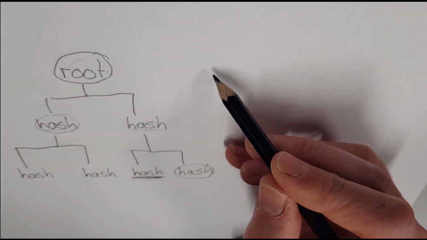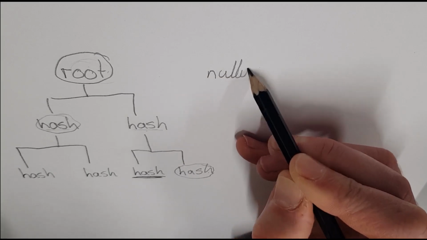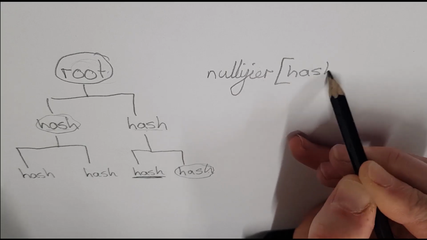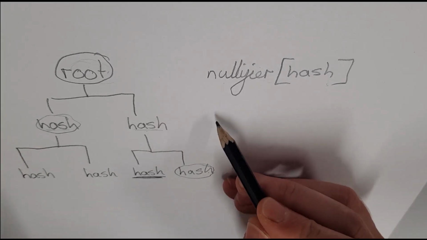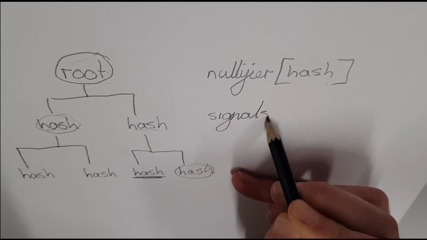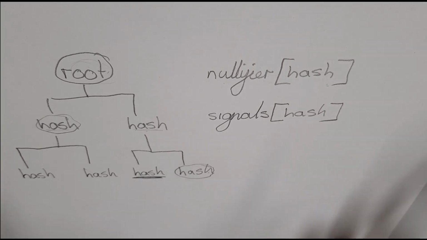One other data structure is something called a nullifier map. And that is basically keeping track of whether or not a signal has been used before. And finally, we have a signals map, which will just map the signals to the hashes.